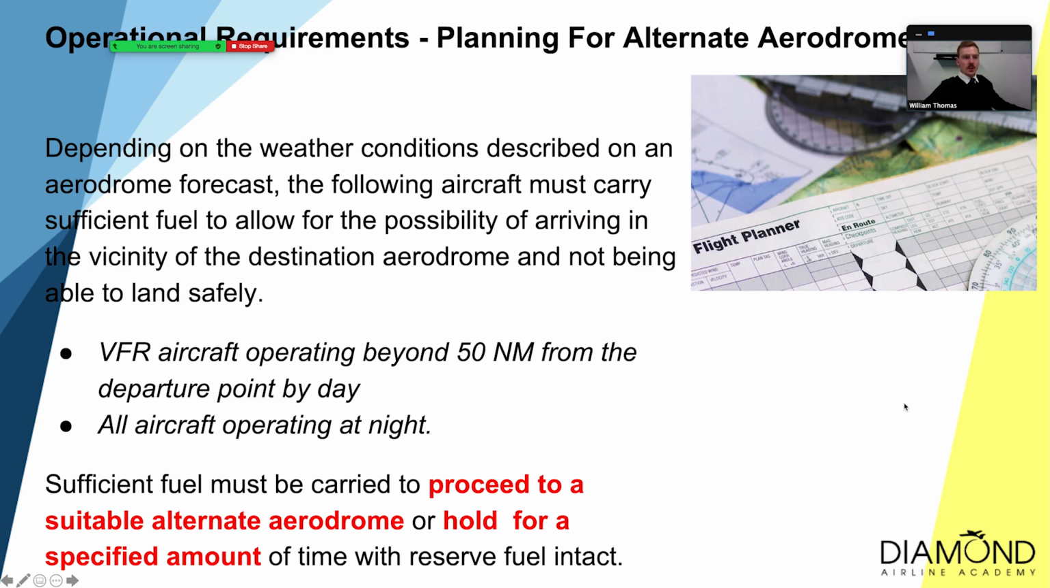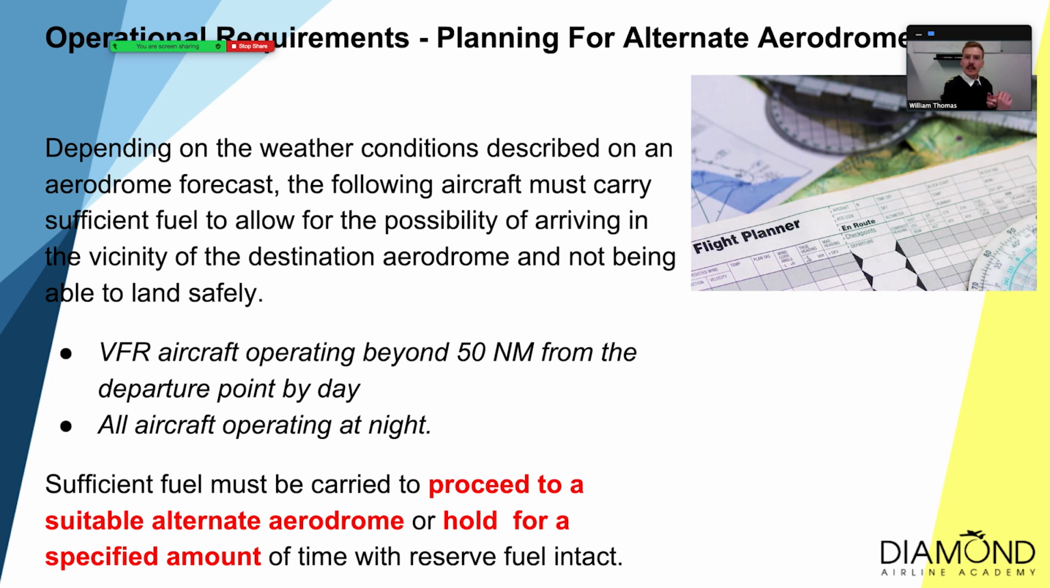Planning for an alternate. Depending on the weather conditions described on an aerodrome forecast, so a TAF, the following aircraft must carry sufficient fuel to allow for the possibility of arriving in the vicinity of the destination aerodrome and not being able to land safely. So all aircraft operating at night and VFR aircraft operating beyond 50 nautical miles from the departure point by day. So by day, if we remain within the vicinity, that 50 nautical miles, we don't need to plan for an alternate, regardless of what the forecast is saying.